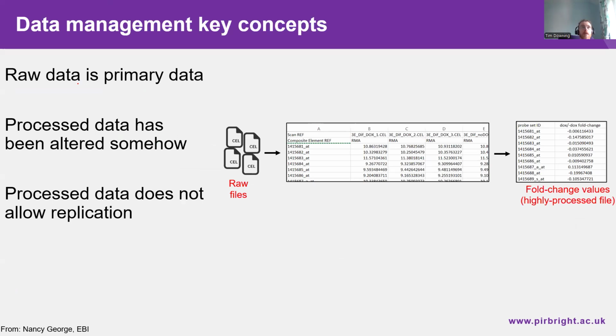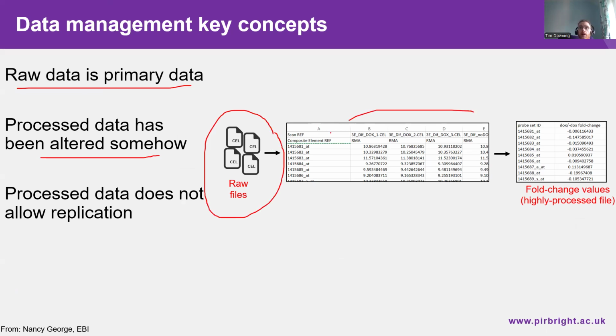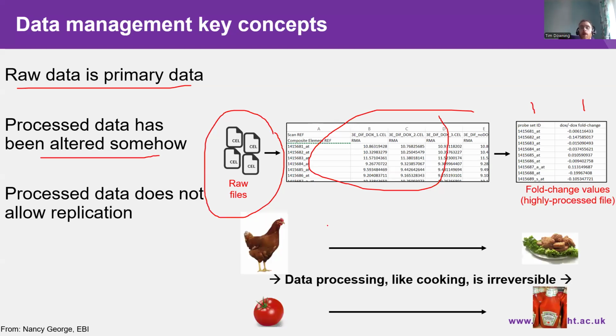Another key thing is that raw data is the primary data that we deal with. Processed data is something that's been processed somehow. So these are the raw files for microarray analysis, CEL files. They contain information like this. We might extract from that information, say, the fold changes across different genes or transcripts for comparison. What's worth thinking about is that the processed data is not the same as the raw data. The processing is a bit like cooking, in that it is irreversible, and we want to share the raw data so people can repeat the same process of cooking. If we're only sharing the processed data, it's not very useful for the community.